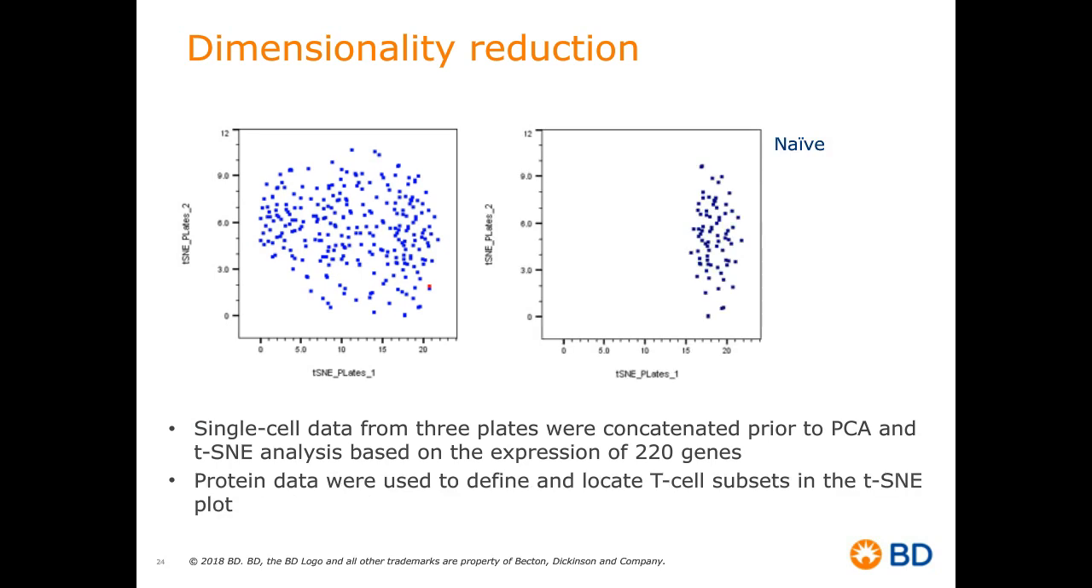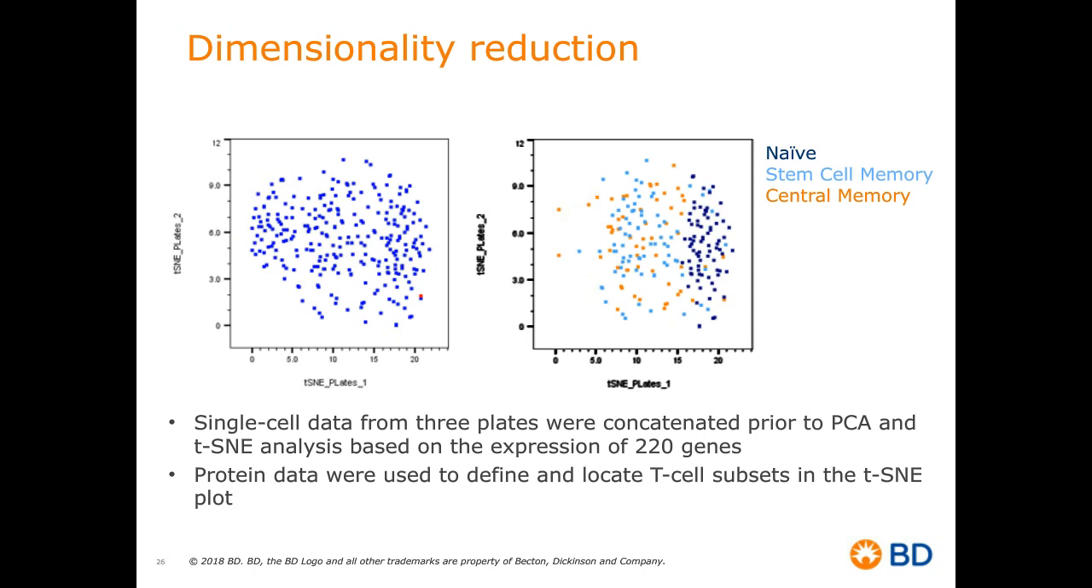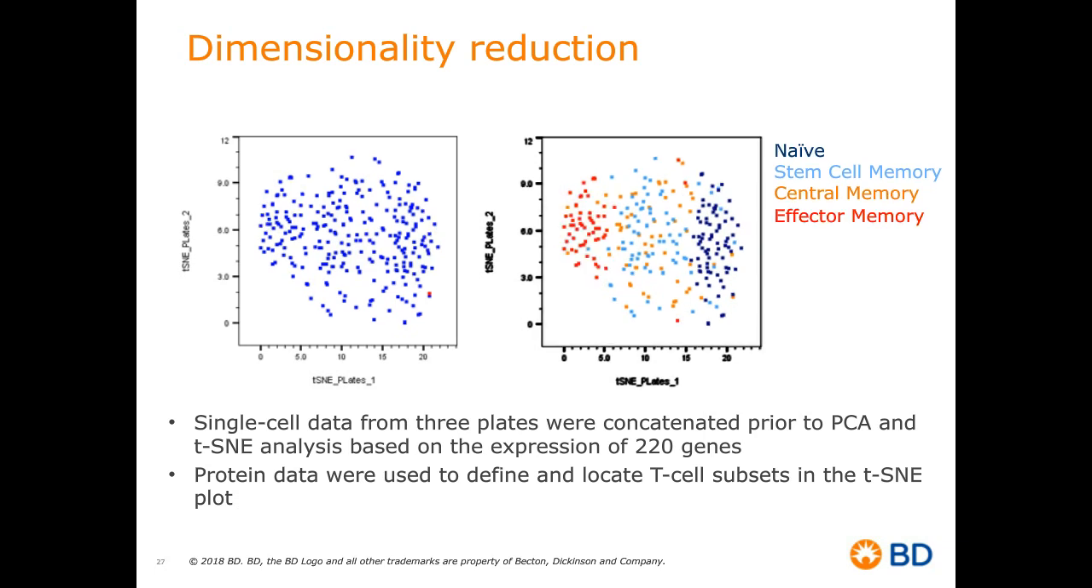If we look here, the naive cells that were defined based on the protein signature, we can see that they cluster nicely close to each other at the right end of the t-SNE plot. We then overlay the stem cell memory T cells based on their protein expression, and you can start seeing that they move to the center of the t-SNE plot, right in the middle. A similar distribution is observed for central memory. And now when we look at the effector memory, they nicely cluster all together at the opposite end of the naive T cells.